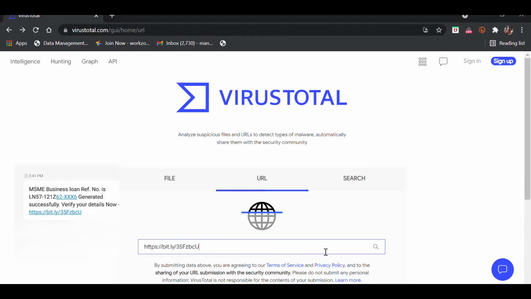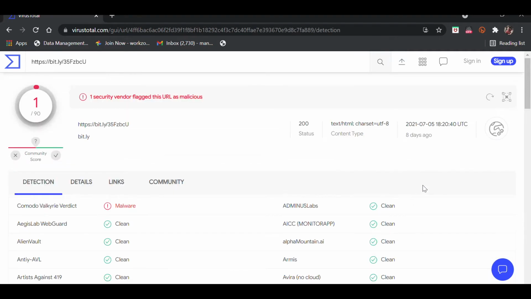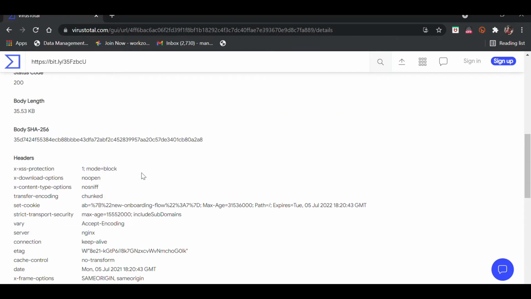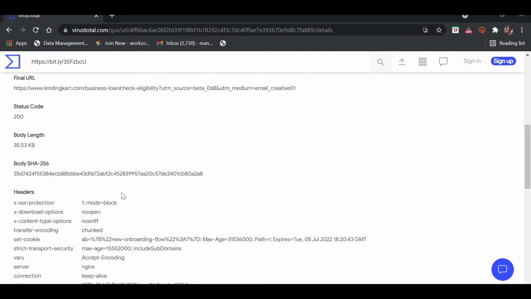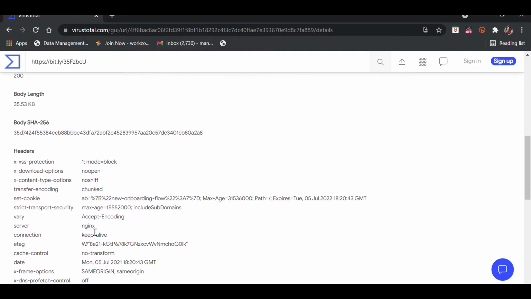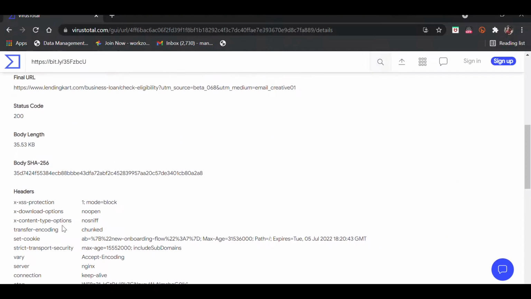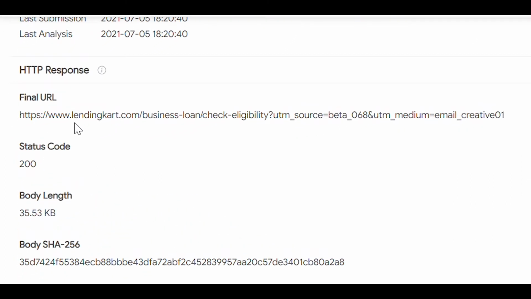The first one is a similar message to what my friend received, but the motive behind this is completely different. After scanning this link in VirusTotal, we were able to analyze similar results: the status code is 200, the connection is keep alive, and the encryption technique is also the same, SHA-256. But there are some crucial differences, which are the server type. Here it is Nginx, which is similar to an Apache server.